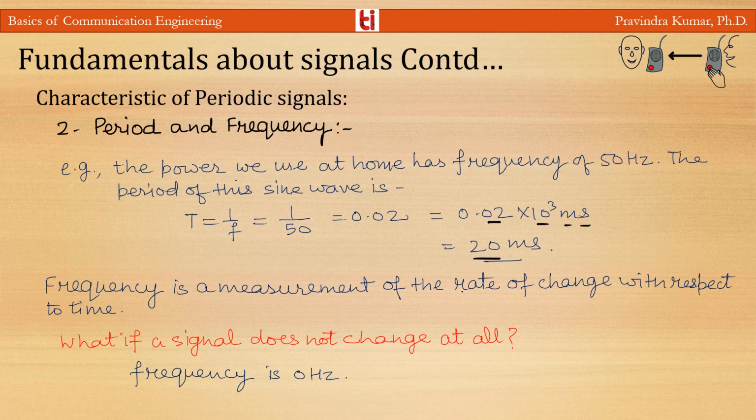Just like a DC signal, if it has constant amplitude, it does not have frequency. The amplitude does not change over time, so it has frequency 0. But if a signal changes instantaneously, in such a case the signal period is 0, and the frequency will be infinite.